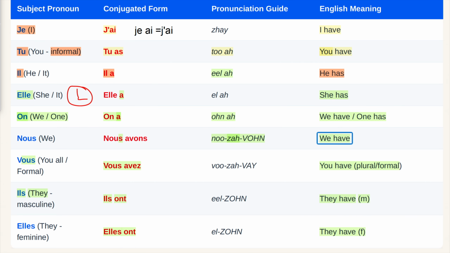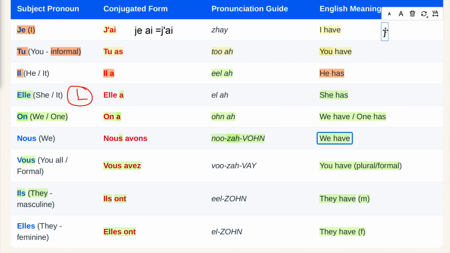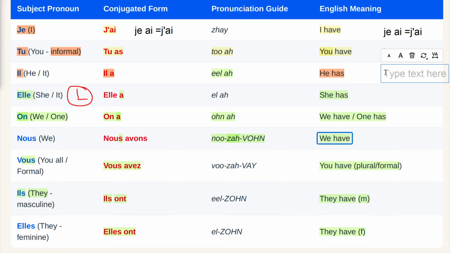So I'm writing down all of them for you. Again, I have is j'ai. Next, you have is tu as, and this one is for the informal. When you are using tu, it is for the informal. He has is il a. She has is elle a. For on, we have or one has, we'll be using on a, and you will be speaking it like ona.